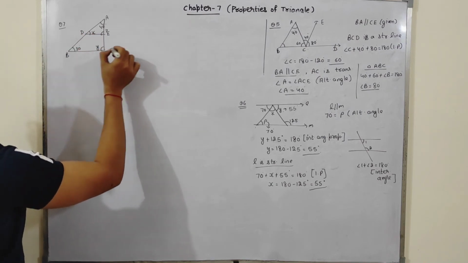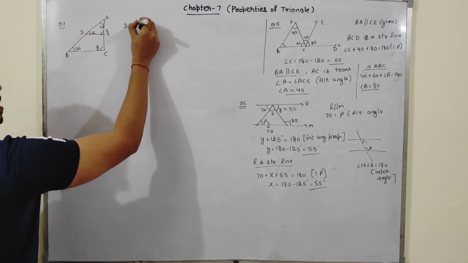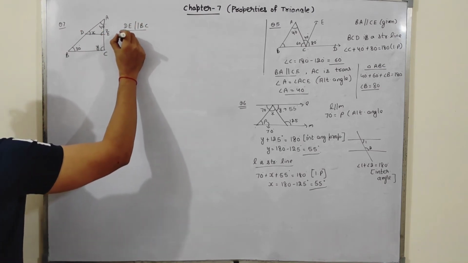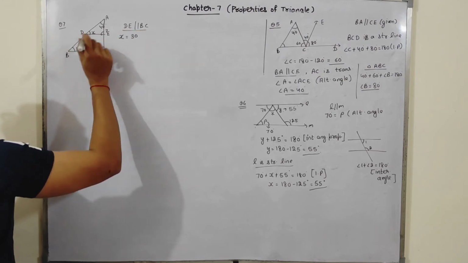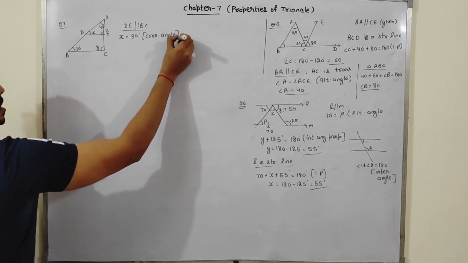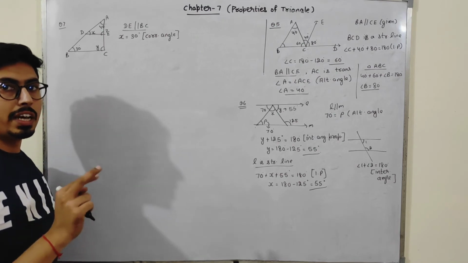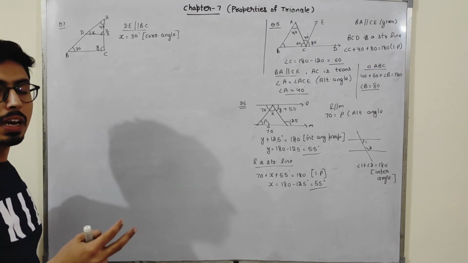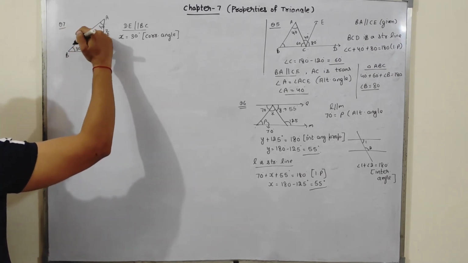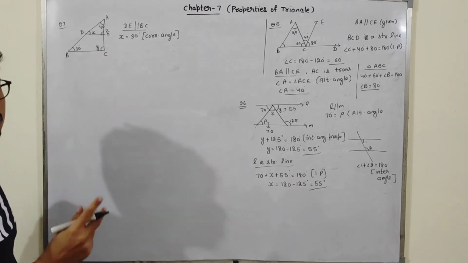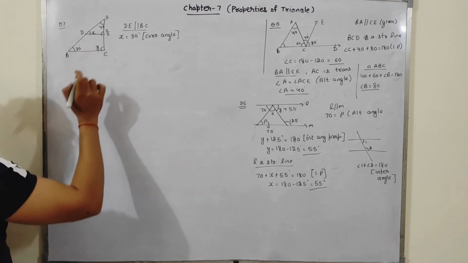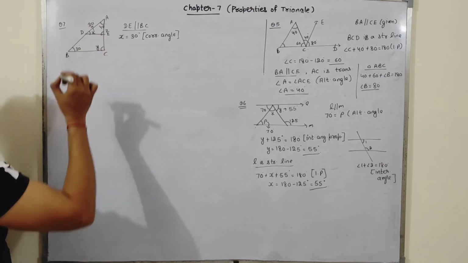Now see, how can we find out, students? DE is parallel to BC, students. So angle X is equal to 30 degree because of the corresponding angles. Corresponding are two angles that are on the same side with the different parallel lines. See, these are two parallel lines. This angle is upwards. This angle is also on the upward side. So both these will be equal. So angle X is equal to 30 degree. Now this angle is 30 degree, we have already found out.